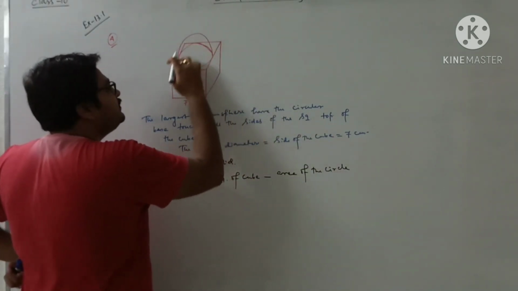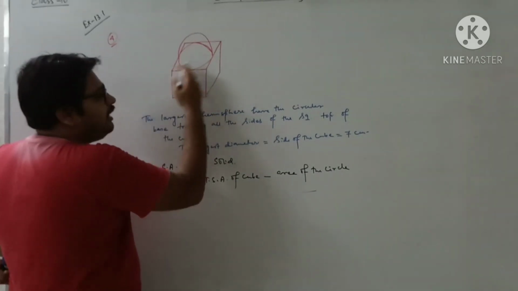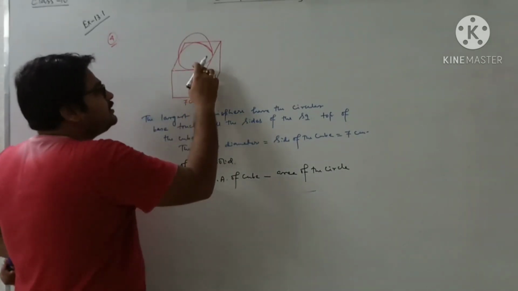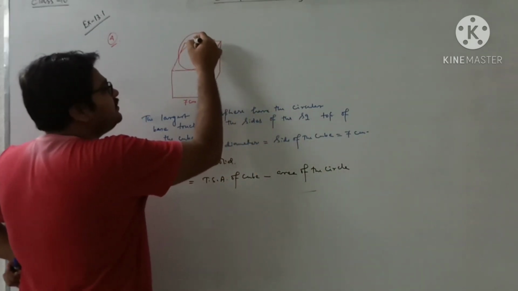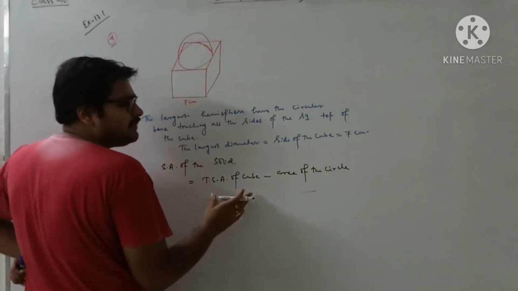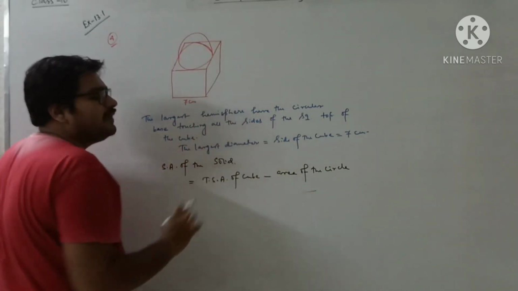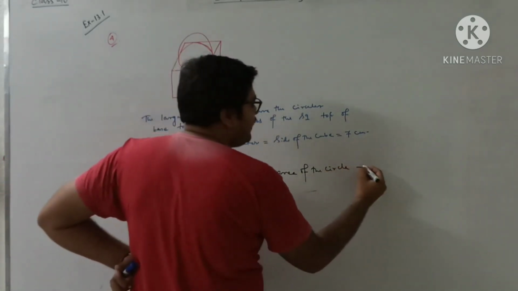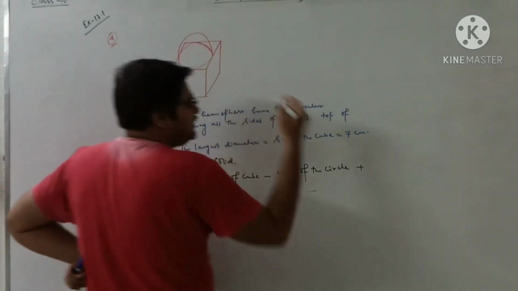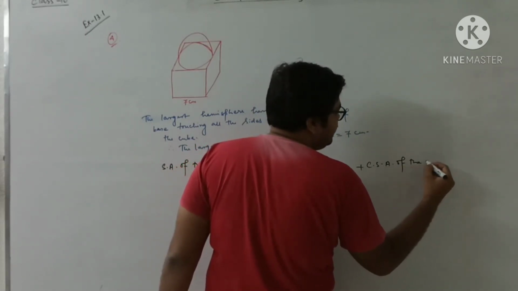So only the corner portions are left along with these 5 faces, the area of 5 faces of the cube and this corner faces area, because you have subtracted the area of the circle. One more thing we have to add: the curved surface area of the hemisphere, plus CSA of the hemisphere.